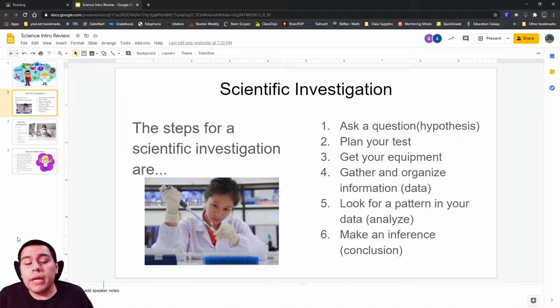Well, it would depend on what you're testing. Some science experiments or some investigations, if you have all the things already, you don't need to buy anything extra. Some of them, if you don't have something or you're missing something, then you might have to end up buying it. We're not going to do one right now. We're just going over the steps of how to do one.